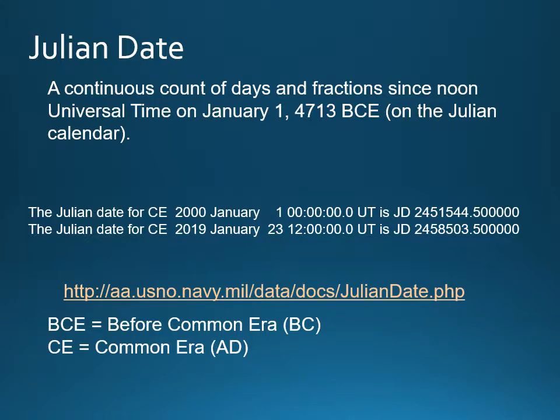The Julian date is a continuous count of days and fractions since noon Universal Time on January 1st, 4713 BCE on the Julian calendar. The Julian date for 2000 January 1st is 2,451,544.5. The Julian date for January 23rd, 2019 is 2,458,503.5. CE stands for Common Era and BCE stands for Before Common Era, which you normally think of as AD and BC.